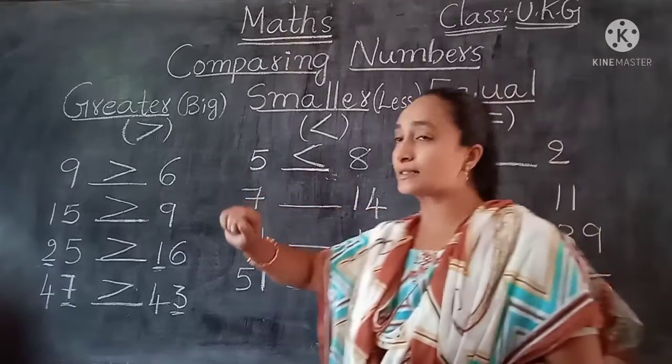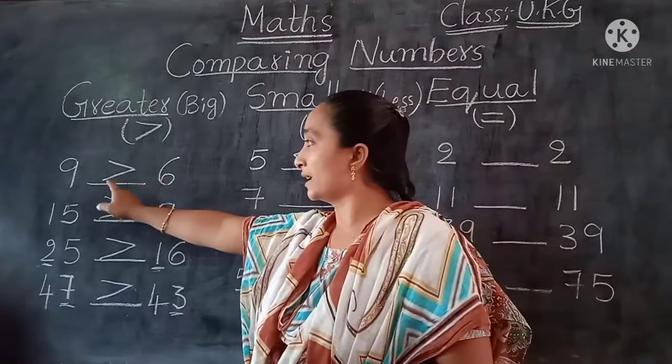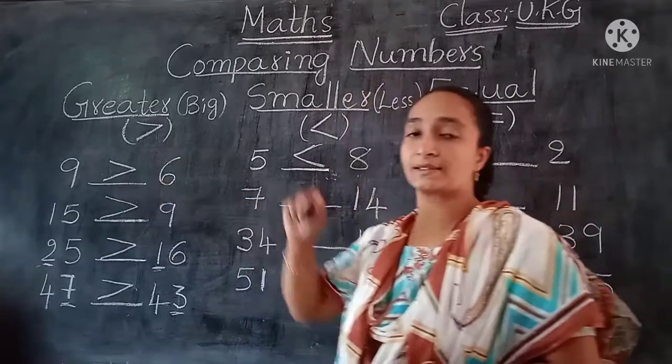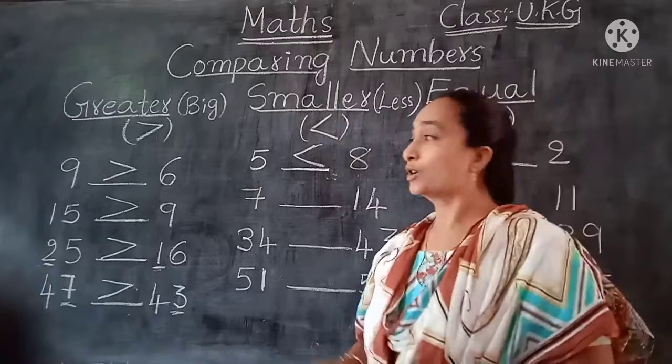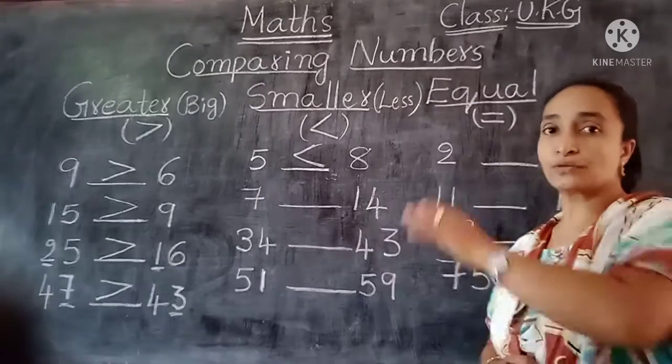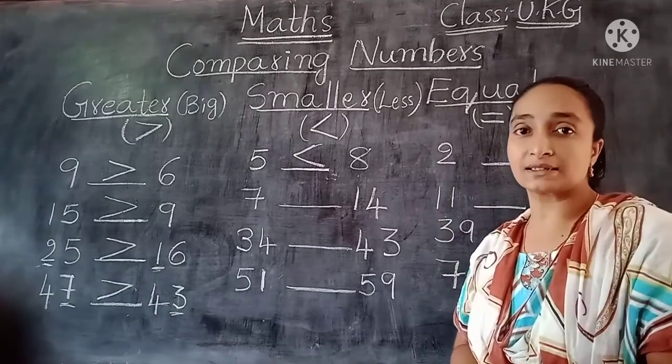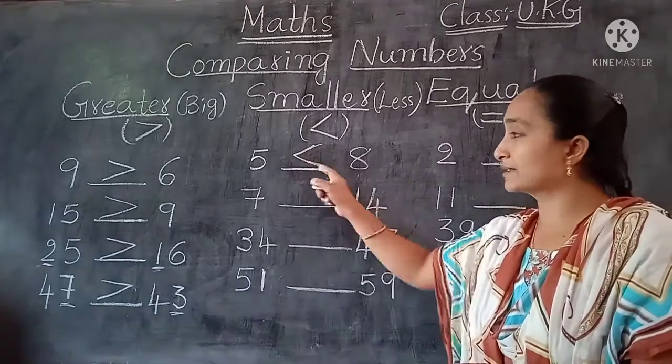So how to read this? So 9 is greater than 6. Now like this we will read. Now what about this symbol here? So we have kept the symbol less than. So this is the less than symbol.